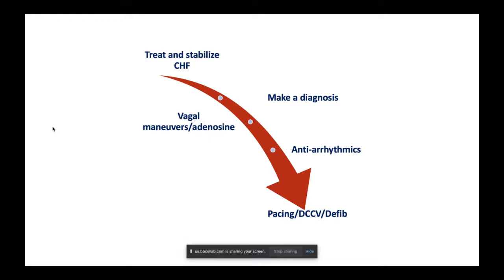And once you make a diagnosis, whether it's by looking at the 12 lead or by doing certain maneuvers like a vagal maneuver or giving adenosine, you can think about antiarrhythmics. And finally, if the patient's unstable, you just have to convert the patient.